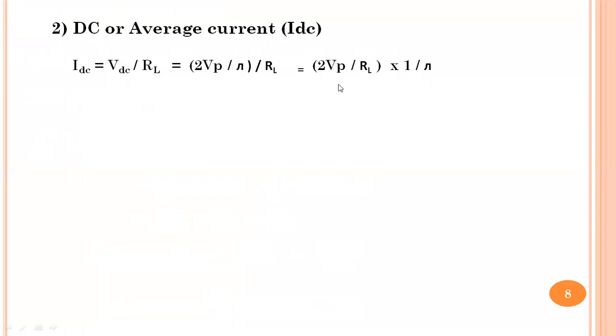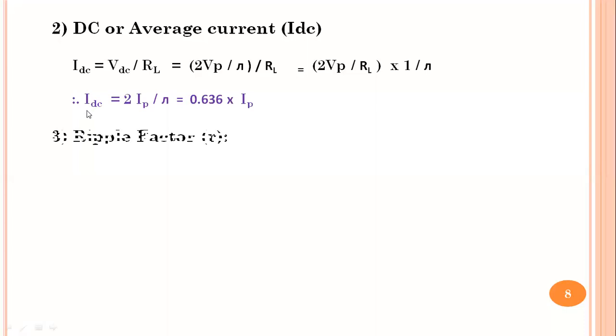2 Vpeak upon RL is 2 times the peak value of current, and 1 upon pi remains there. So 2 by pi becomes 0.636. Therefore, the DC current is also double that of the half wave rectifier. It is 0.636 times the peak amount of current present in the output, which is the required value of DC current that flows to the load. You can also call it the load current.